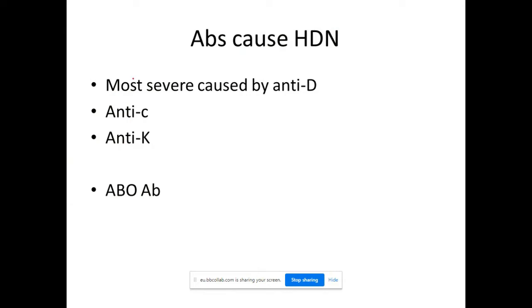Here again, we discussed this. We said the most severe cases are usually caused by anti-D in the first place, then anti-small c, then anti-big K. So these are the most severe cases of hemolytic disease of the newborn. However, the most common hemolytic disease of the newborn is usually caused by ABO antibody. So this is common but not severe.